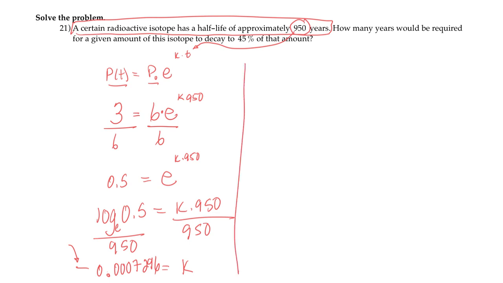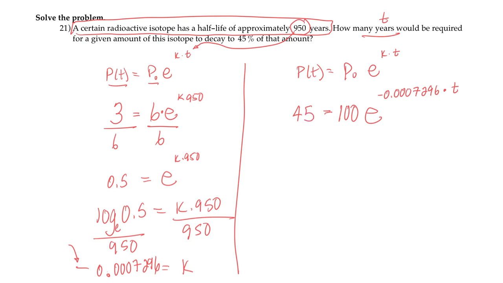Then they ask the question, how many years, so they're looking for time, would be required for the given amount of the same isotope to decay to 45% of that amount. So not half, but 45. Again, I'll use the same formula, P of t equals P0 e to the k times t. This time I know what k is. So k is negative 0.0007296, etc., times a time I don't know. And this time they say decay to 45% of the amount. So I'm going to start at 100 and I'm decaying to 45.